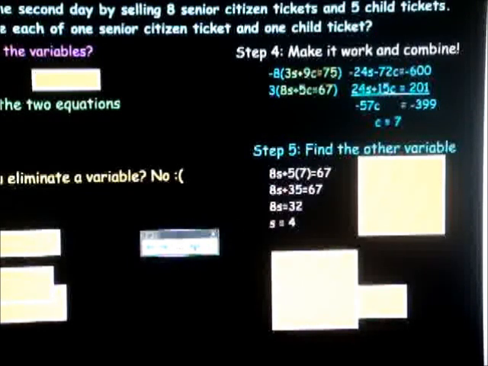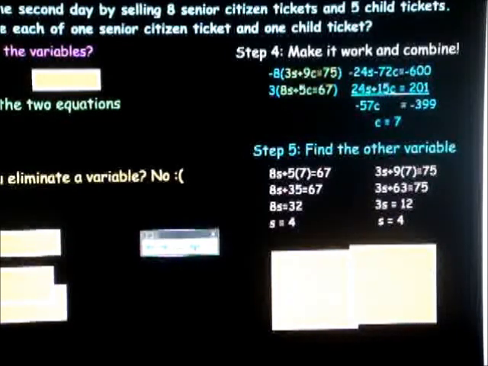8s plus 5c equals 67. I believe I picked that one first because I like to multiply by 5. Makes my life a little easier. But I also did, just to show you again another way to check. There are so many ways to check this. I hope you're seeing that the senior citizen ticket was 4. And when I went back in and checked my work, it's exactly what I came up with.